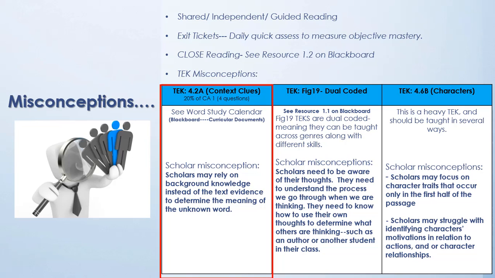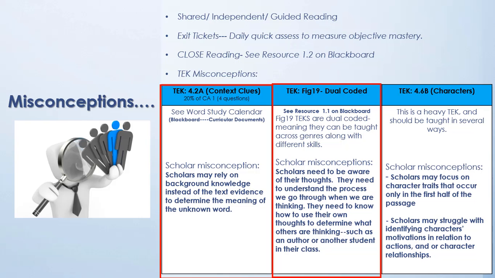A common 4.2a misconception is that scholars may rely on background knowledge instead of text evidence to determine the meaning of an unknown word. Many times questions will ask, what is the meaning of this word? And scholars may simply choose a familiar meaning. We want to encourage scholars to always support their thinking by finding text evidence.